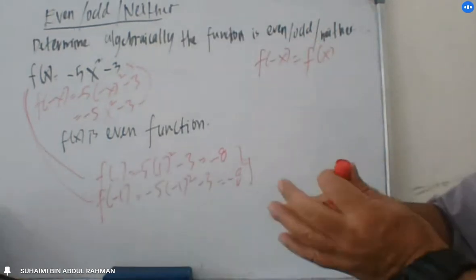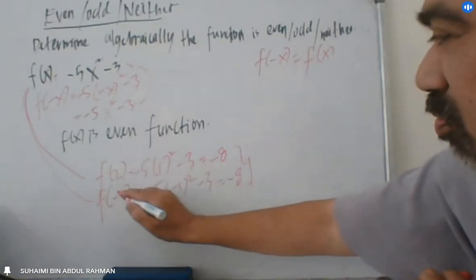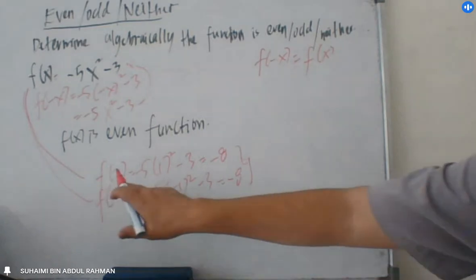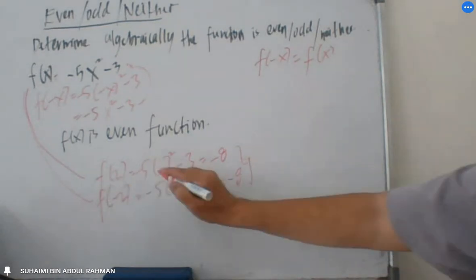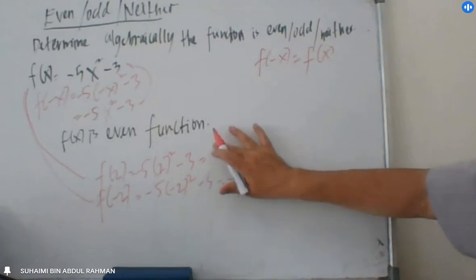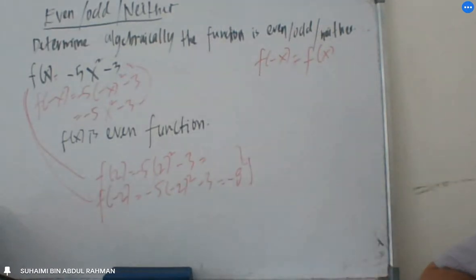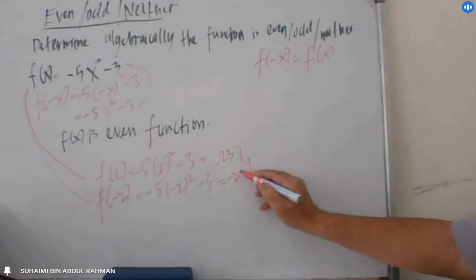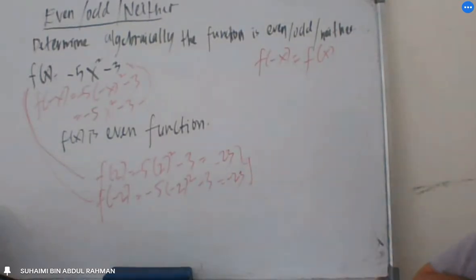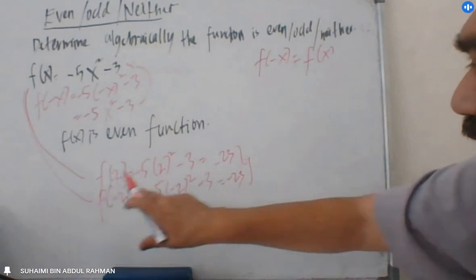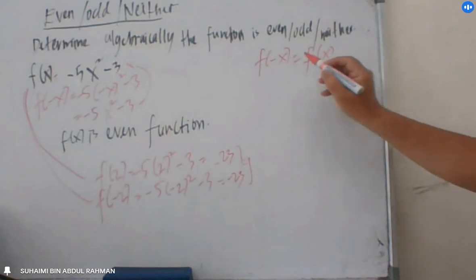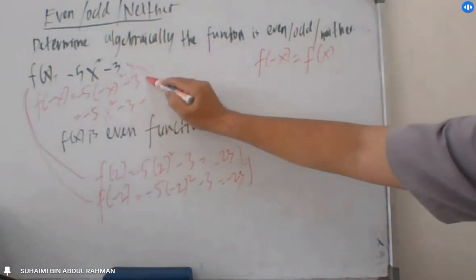If you put 2 here, and then minus 2. When you compare 2 with minus 2, definitely different, but at the end you're going to get minus 23, and it's the same here, minus 23 as well. If you put 3 and minus 3, also the same number here. Meaning that regardless of either x or minus x, the value is still the same.